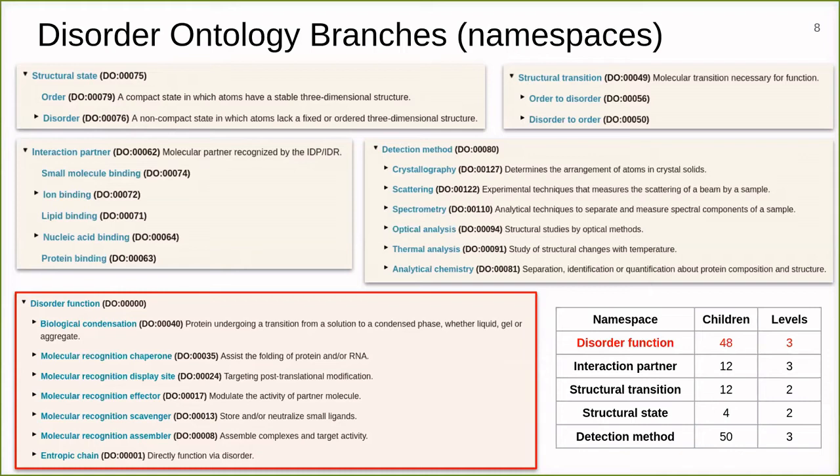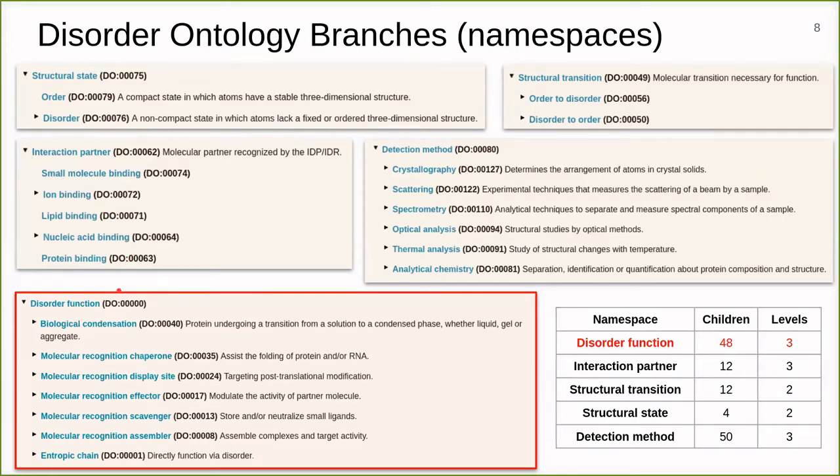Lateral transition also is small. Interaction partner can be perfectly mapped to the gene ontology terms. So it may be more appropriate to be evaluated at the gene ontology challenge. And also they are not quite curated at the moment. And so we concentrated on this disorder function.